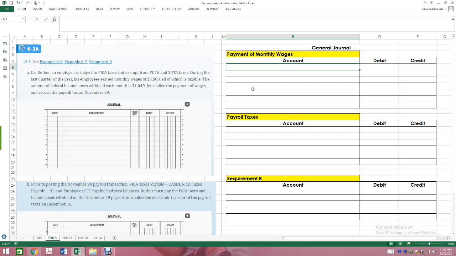Okay, so first we're going to have our wages expense. Depending on how they treat it, it could just say wages. I like to put the word expense at the end because it is an expense to the employer. So here we have wages expense, and our employees earned $8,500. Okay, this is an expense account. The normal balance of an expense account is a debit.